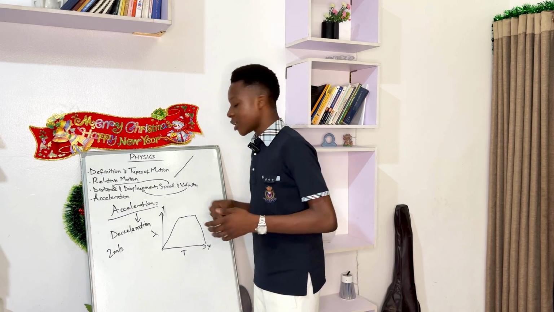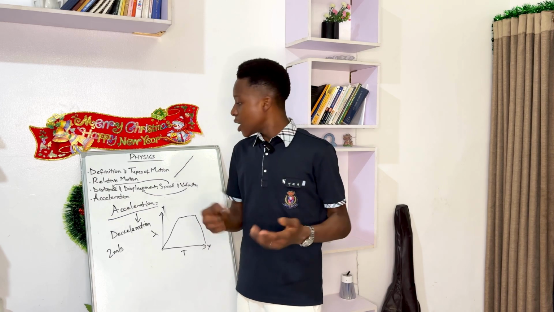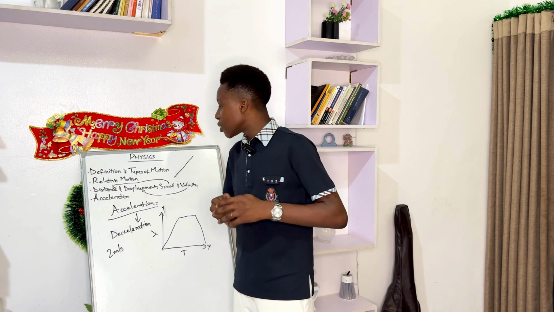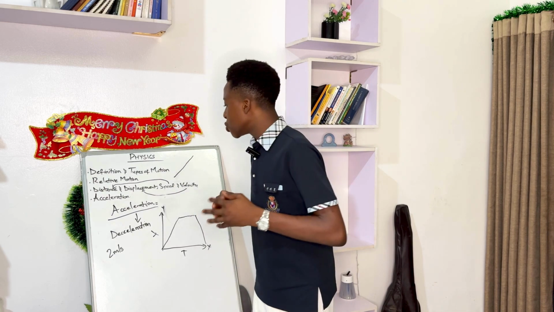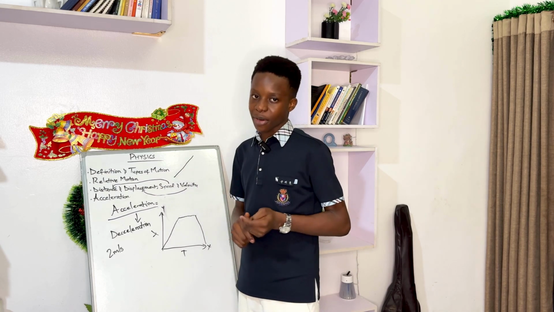That is it for velocity time graphs. Now it's time for the questions. Number 1, give me another example of relative motion. And number 2, give me another example of an object moving with a velocity time graph.